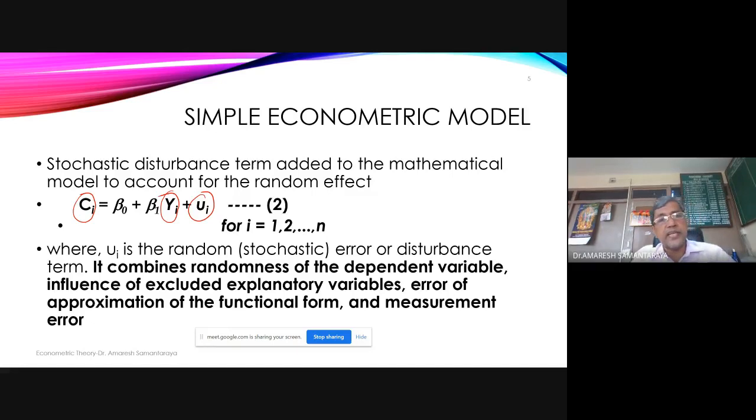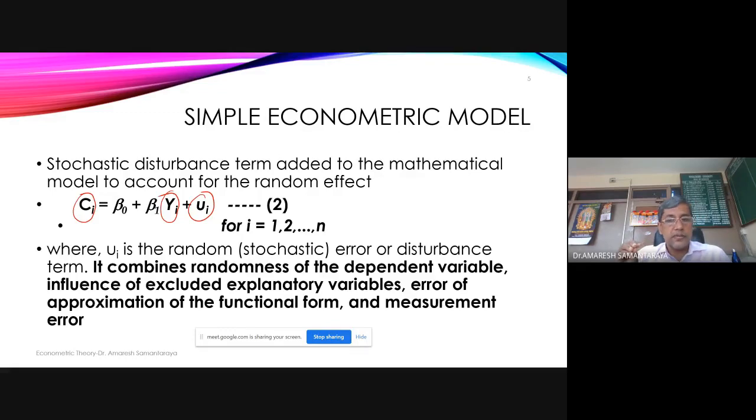Now let us come to beta 0. What is beta 0? Beta 0 is the intercept. All of you know beta 0 is the intercept in mathematics. Same interpretation here. It is known as the intercept. And what is beta 1 here? Beta 1 is your slope coefficient.